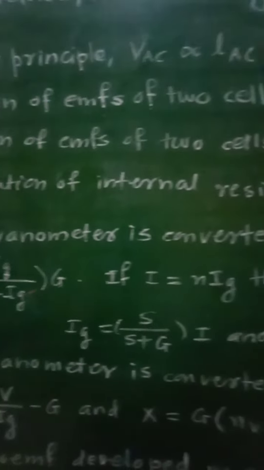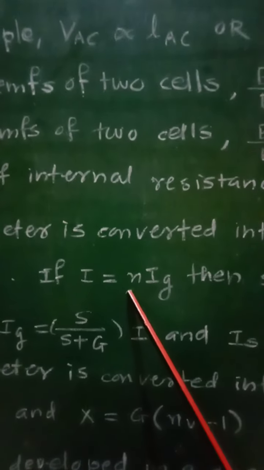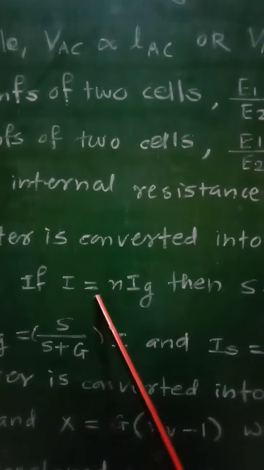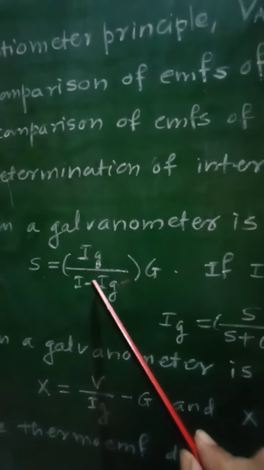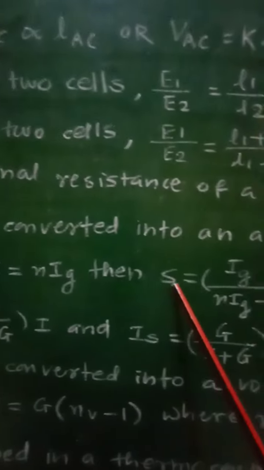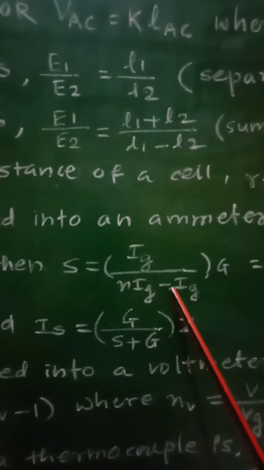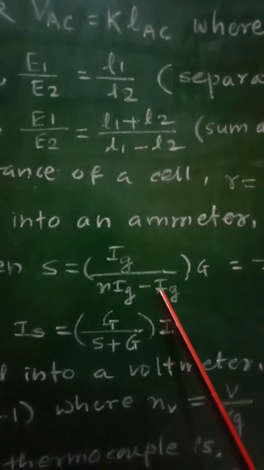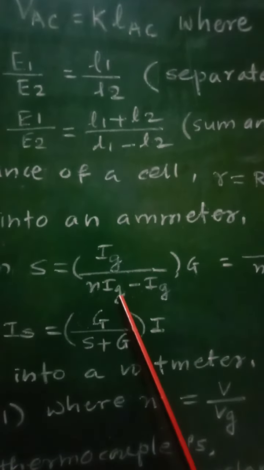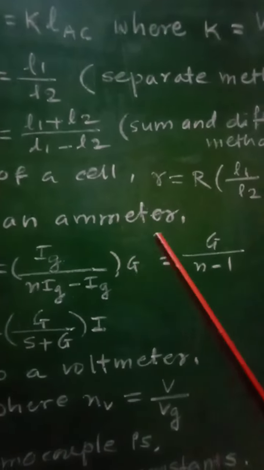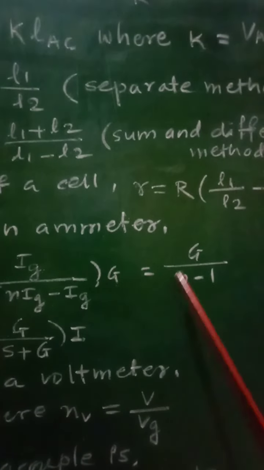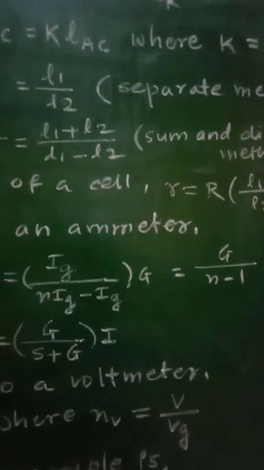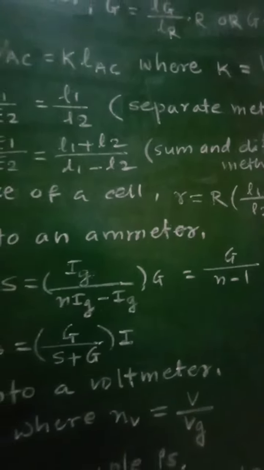Now if the total current I is equal to N times the current flowing through the coil of the galvanometer Ig, that is if I is equal to N Ig, then this formula will be written as S is equal to Ig upon (N Ig minus Ig) into G. Taking Ig common, it will get cancelled with this Ig, and then we will get the value of S equal to G upon (N minus 1), where N will be I upon Ig.